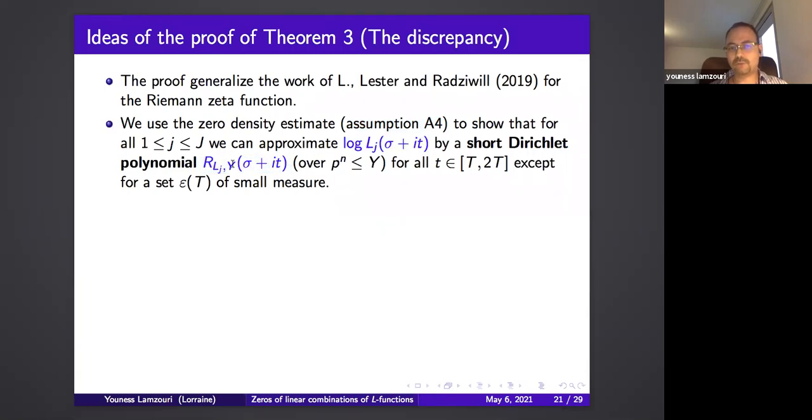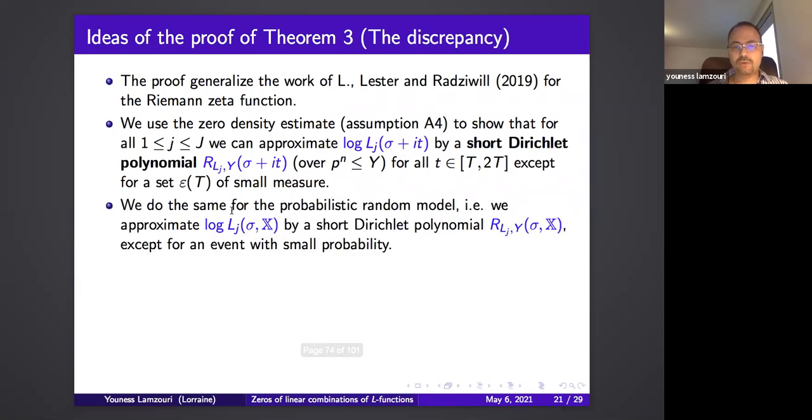Here, the Dirichlet polynomials are over prime powers, where y is much smaller than T. This is a technical parameter, so I won't give you the choice, but some y which is much smaller than T. And you can do this with the zero density estimate for almost all t's, for all t's except for a set of very small measure. We can allow ourselves this because all our results are probabilistic. We are just interested in the distribution, so we can throw these exceptional sets into the error term.